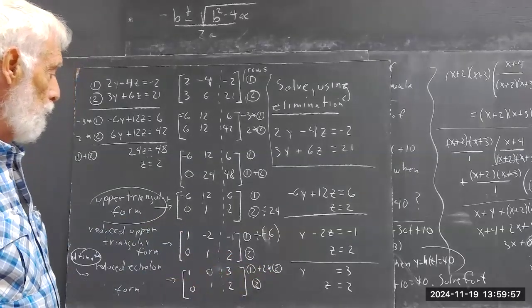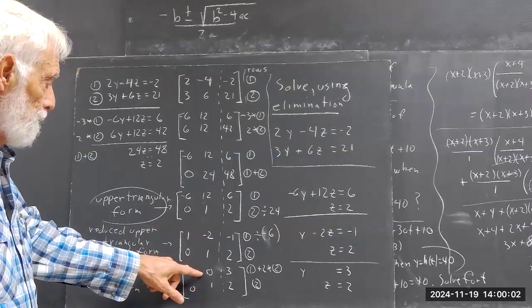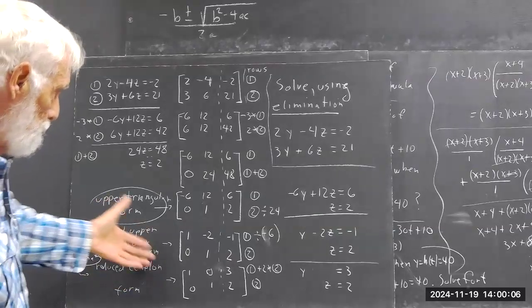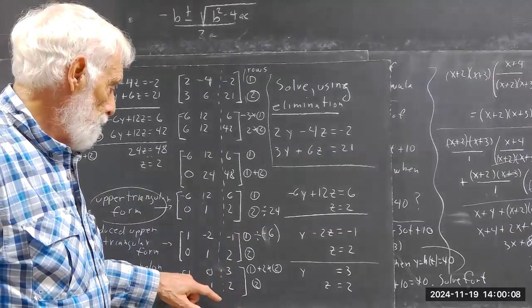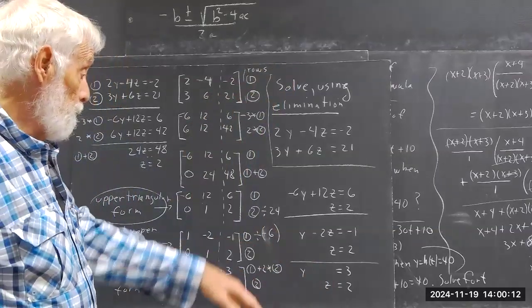Then we add row 1 to 2 times row 2. Why? When we do that, this negative 2 will become a 0, and this negative 1 will become a 3. We went over some detail there. And this corresponds to this system. There's our solution. That's a solution to the system.